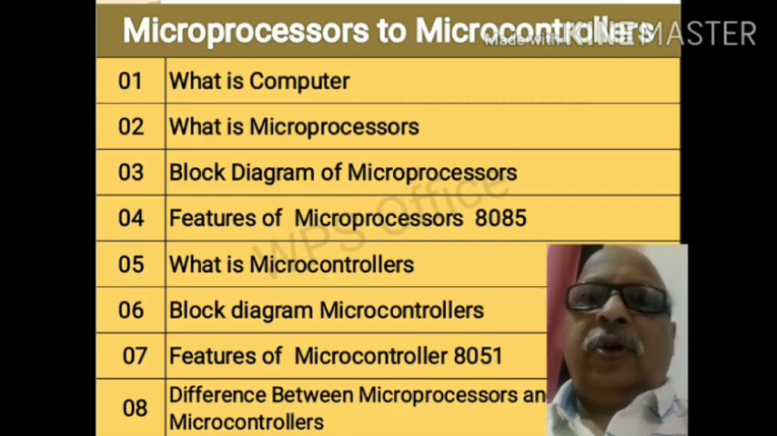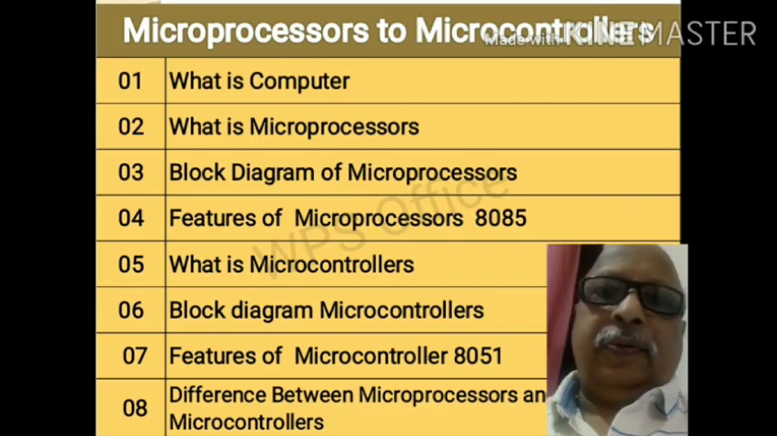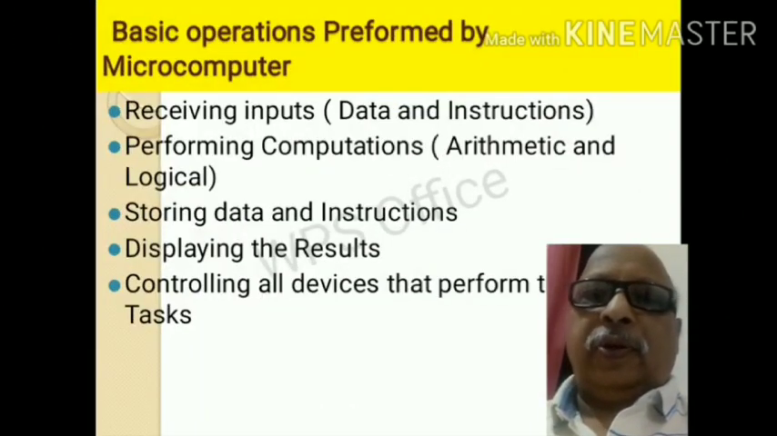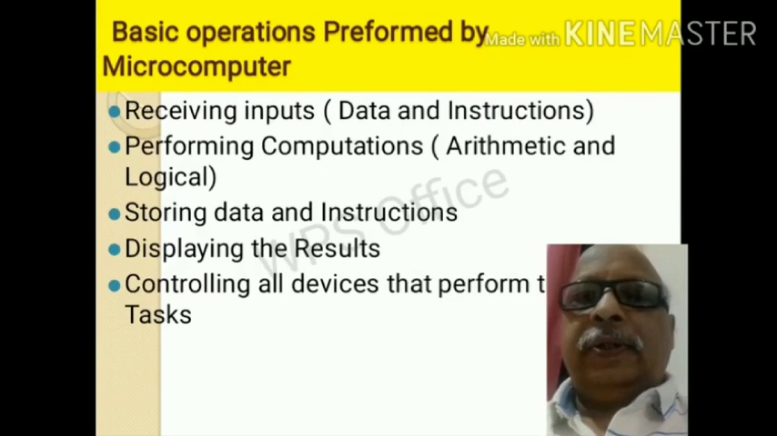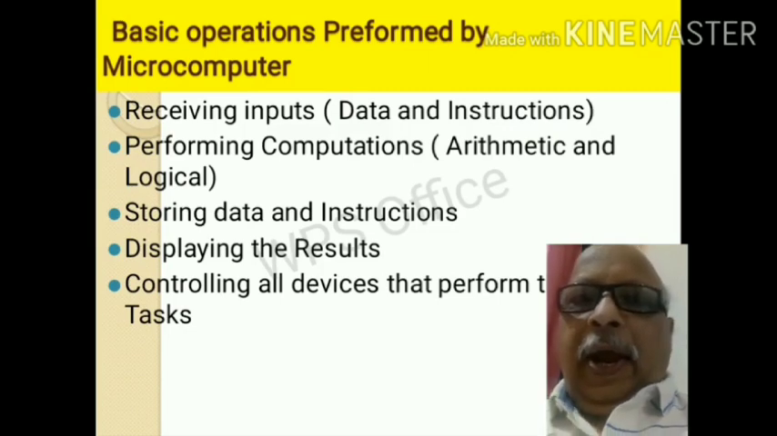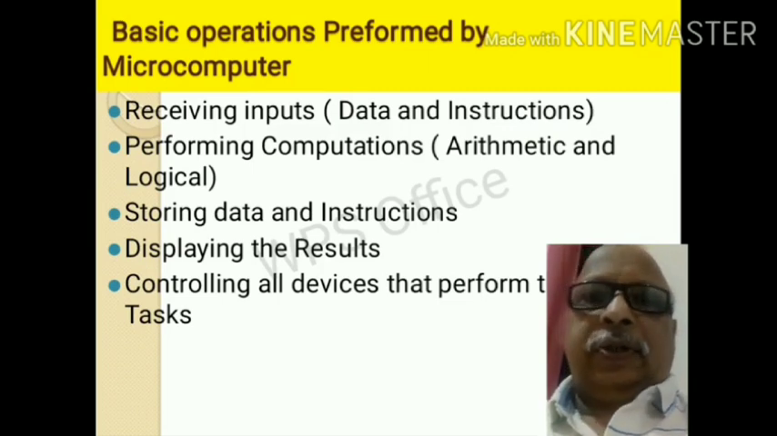First, what is meant by a computer? What is the basic operation performed by the computer? A computer is a device which receives the input. Input is nothing but the data and instructions. Then, after receiving, it performs arithmetic and logical calculations, the different types of computations. Then it stores the data and instructions.